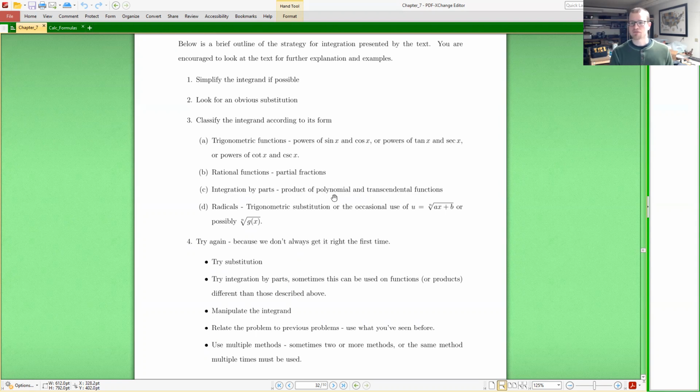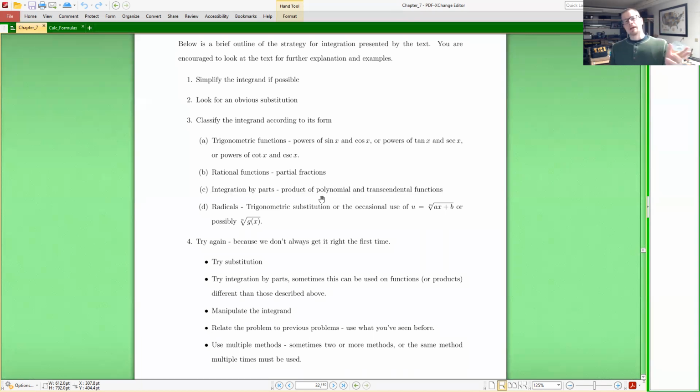Integration by parts, right? If we have the product of a polynomial and a transcendental function, bam, almost every time you're going to want to use integration by parts. Sometimes it's just the transcendental function itself. We also saw that in the case of integrating, let's see here, hyperbolic tangent? No. And let's see here, arctangent, maybe that's what it was. So that, yeah, I think that's what it was, integrating arctangent.